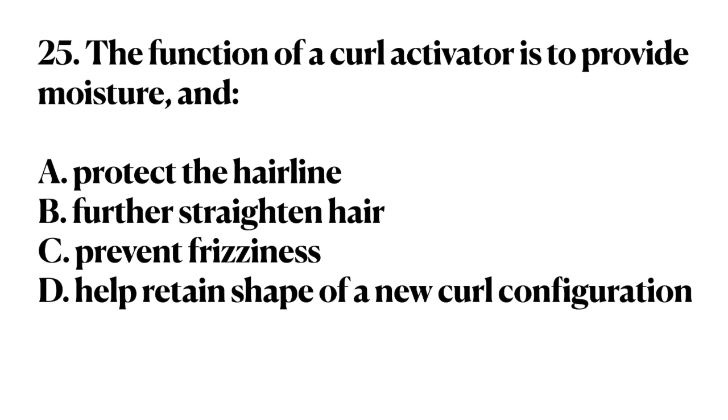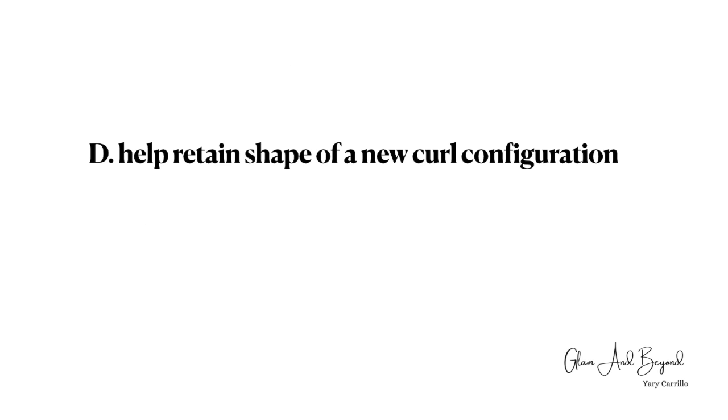Number 25. The function of a curl activator is to provide moisture and A. protect the hairline, B. further straighten hair, C. prevent frizziness, D. help retain shape of a new curl configuration. The answer is D. help retain shape of a new curl configuration.